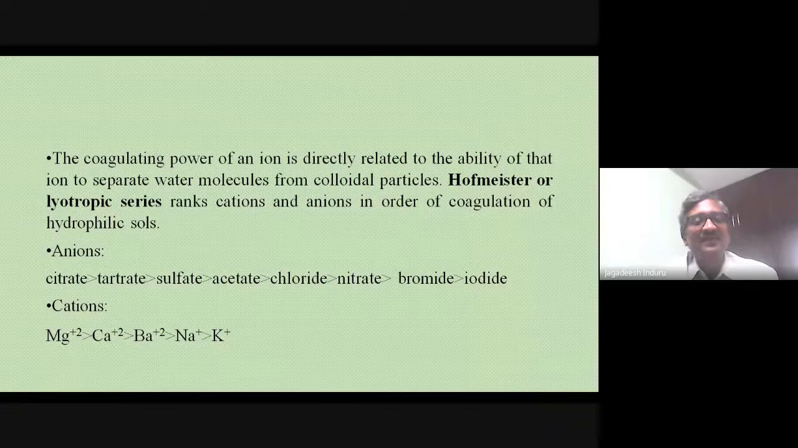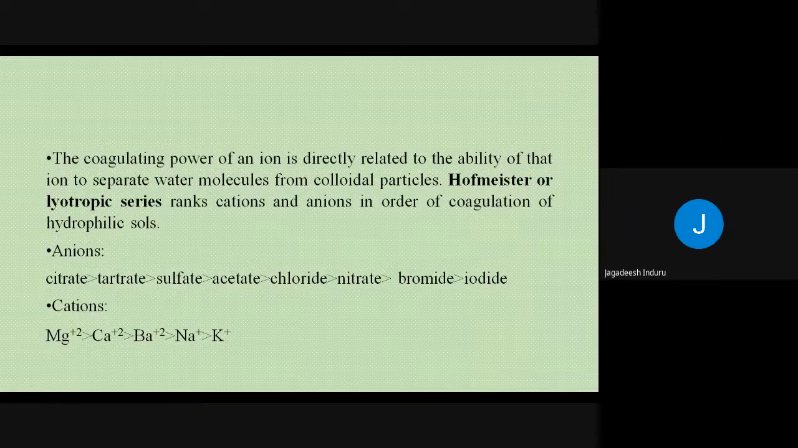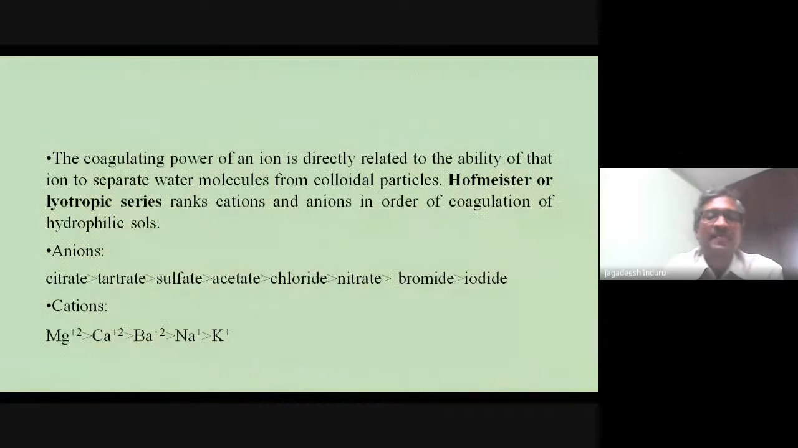Previously, in the case of the Hardy-Schulze rule, we took valency as the basis. Now we are distinguishing between ions of the same valency, which differ in their precipitating power and depletion of water from the solvent sheath. So do remember that tartrate has more than sulfate. If you come to acetate, it is monovalent, but acetate has more precipitating power than chloride.